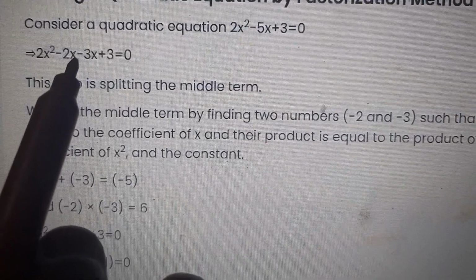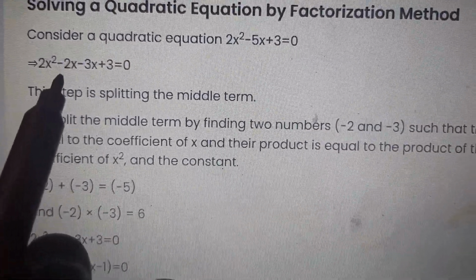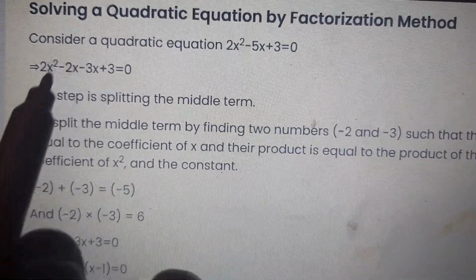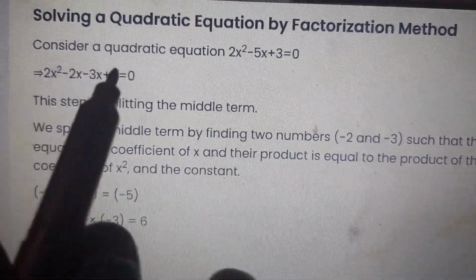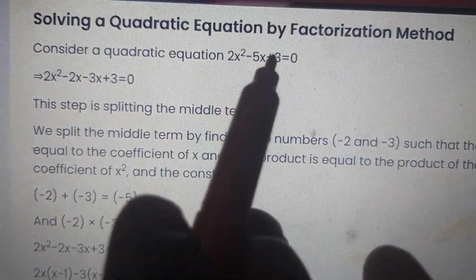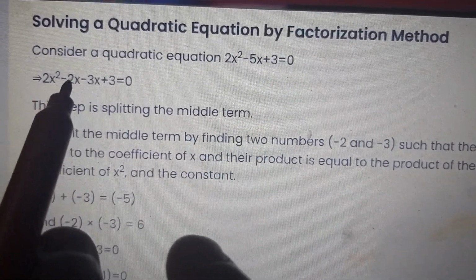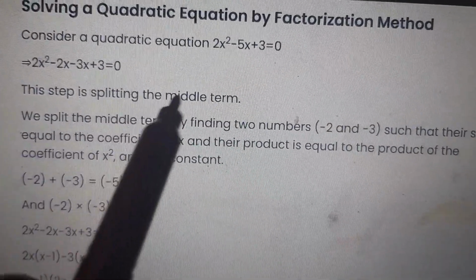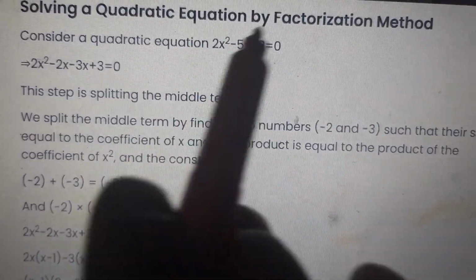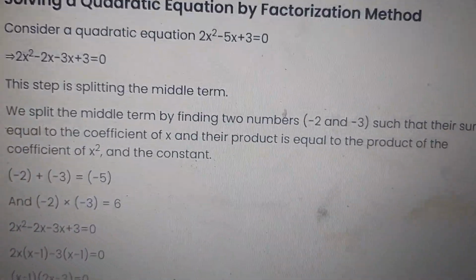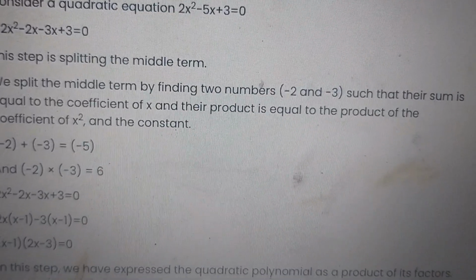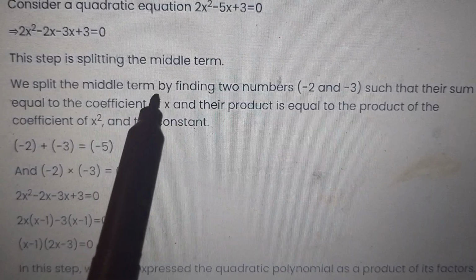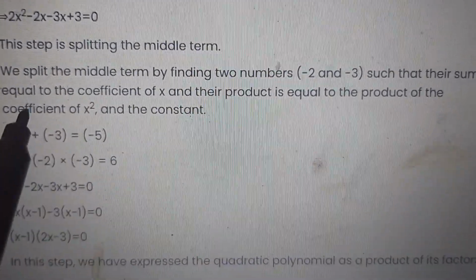So we have to take two terms, 2x and 3x. See here, 2 threes are 6, and when we add these both we get 5x. Like this we have to take terms whose sum is 5x and whose product is 6, that is 2 into 3 gives 6. This step is splitting the middle term. 5x is split into two terms. We split the middle term by finding two numbers, minus 2 and minus 3, such that the sum is equal to the coefficient of x and the product is equal to the product of a and c.